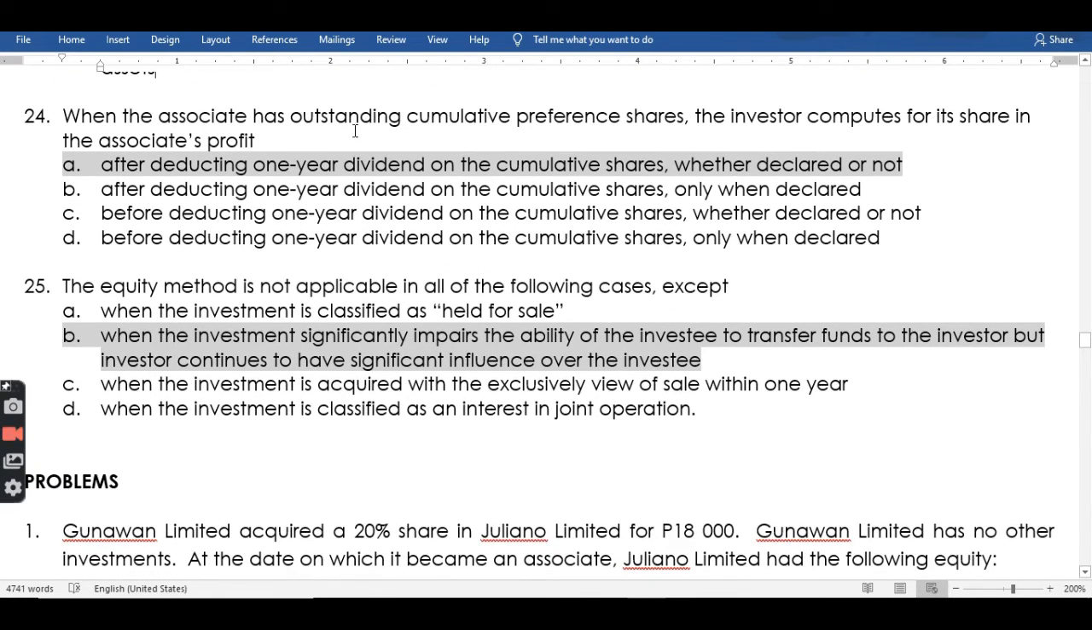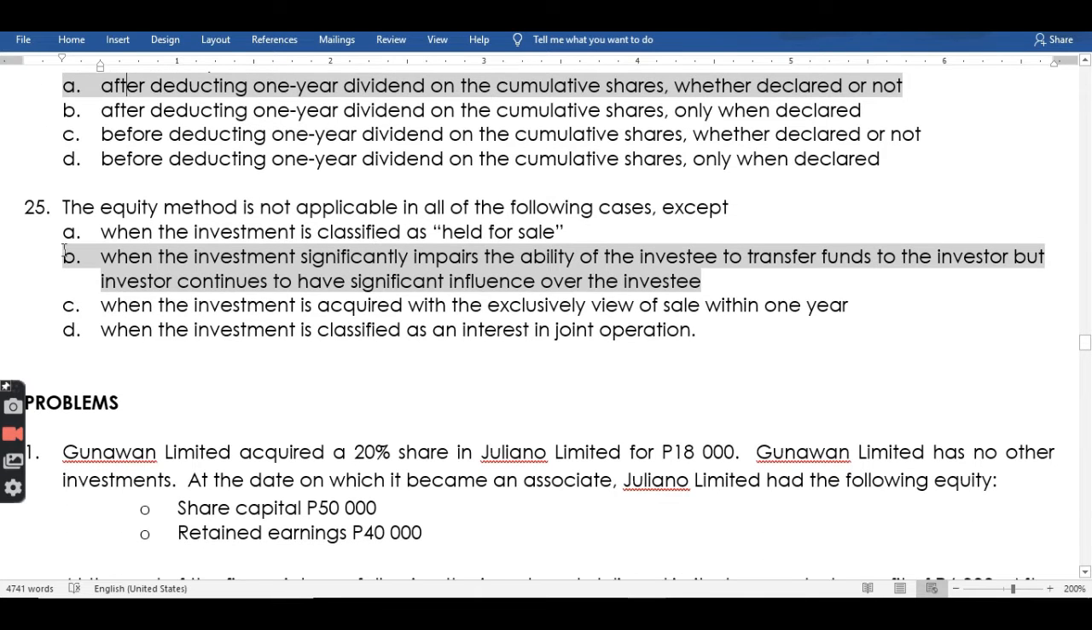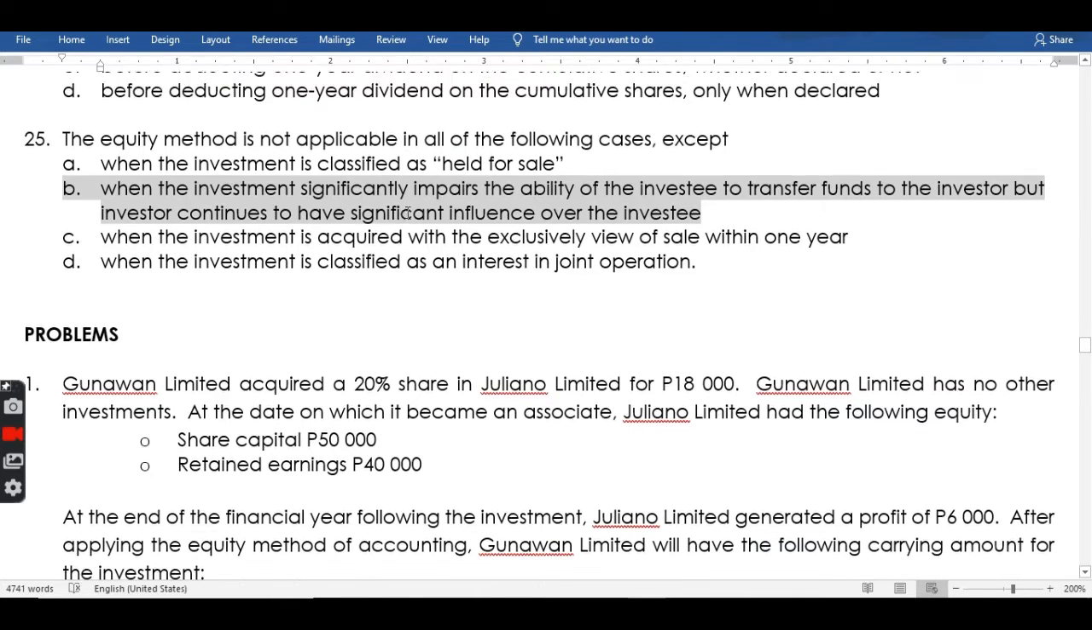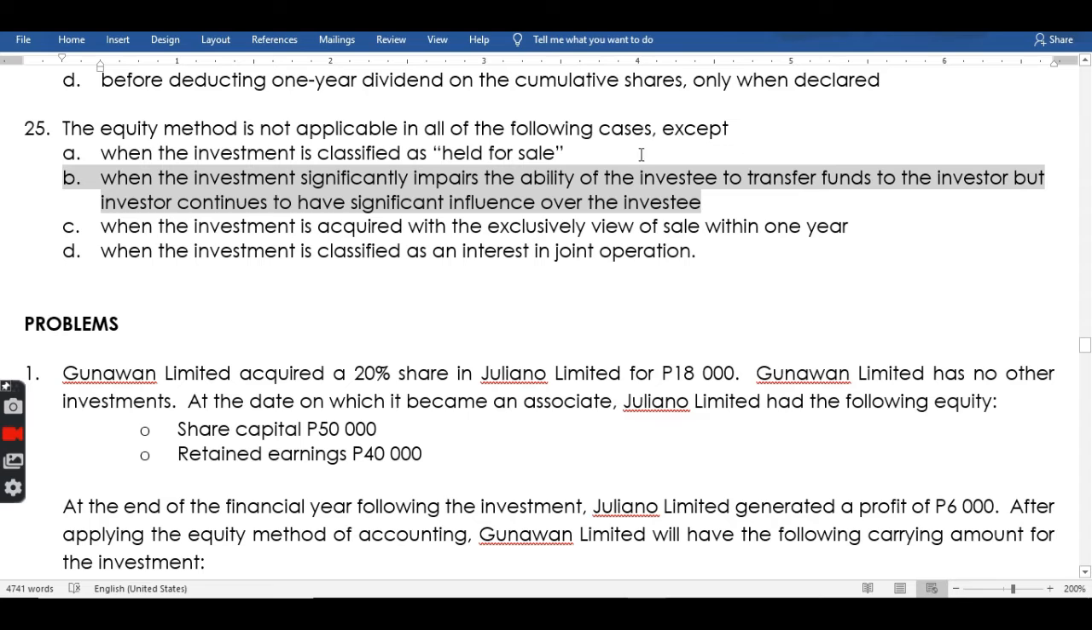24, when the associate has outstanding cumulative preference shares, the investor computes for each share in the associate's profit. Anong sabi? Cumulative preference shares. Anong sinabi natin kanina? Kapag cumulative, ibawas mo yung preference dividends whether declared or not. Okay, so ang sagot ay letter A. After deducting 1-year dividend on the cumulative shares whether declared or not. Okay? 25, the equity method is not applicable in all of the following cases except.